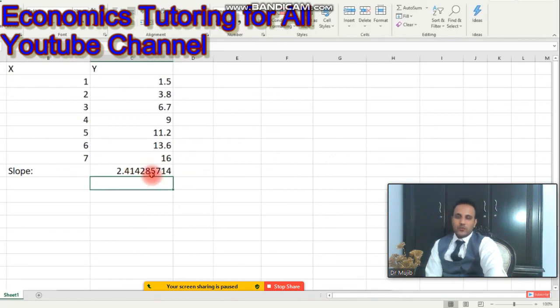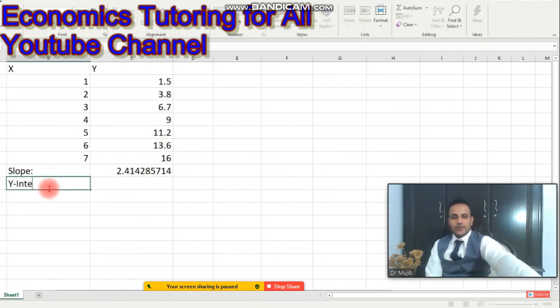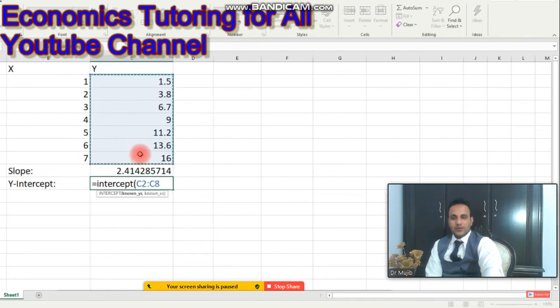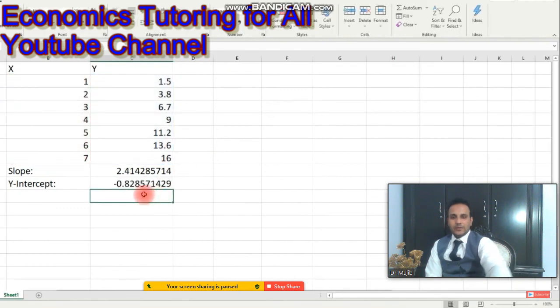Similarly, if you want to find the value of b, the intercept of the line, for that purpose you type the formula. The formula of the y-intercept is equal intercept, bracket start, select the values of y, comma, select the values of x and click enter. As well, we calculated the intercept value. If you compare these two values, these are the same as we calculated previously. Thank you so much for watching today's lecture.